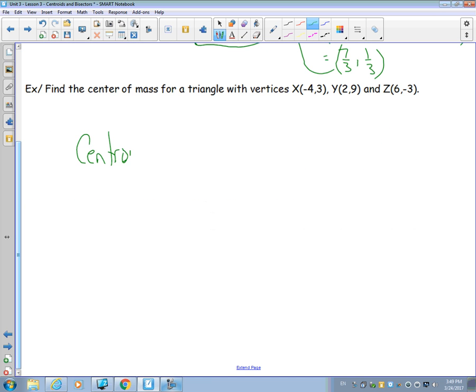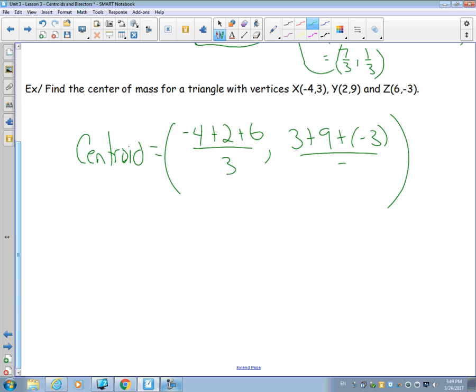So my centroid will be -4 plus 2 plus 6 over 3. That's all my x's. My y's. And what are we going to get? Well, -4 plus 2 plus 6 is 4/3. And 3 plus 9 plus -3, 9/3. Or in other words, 4/3 and 3.